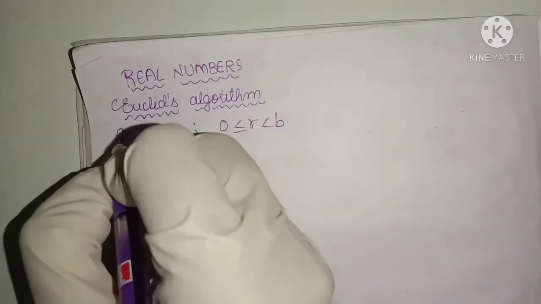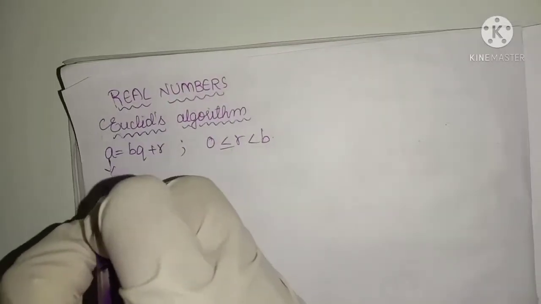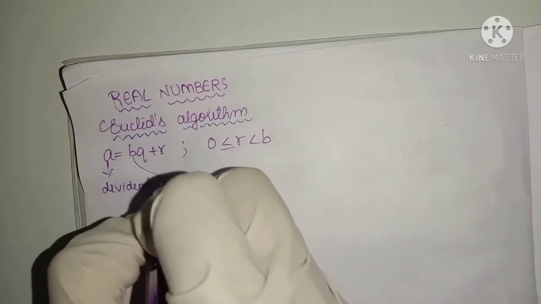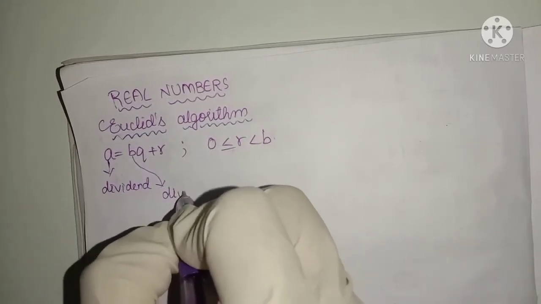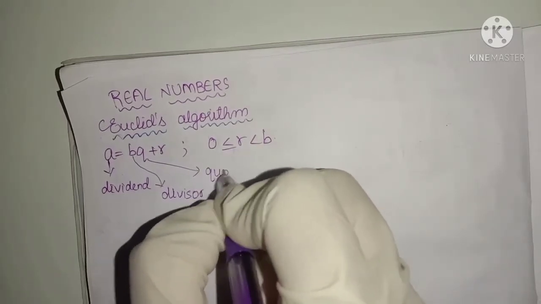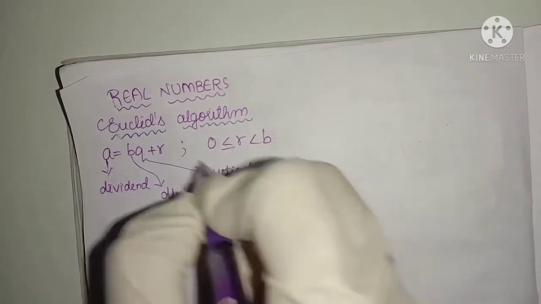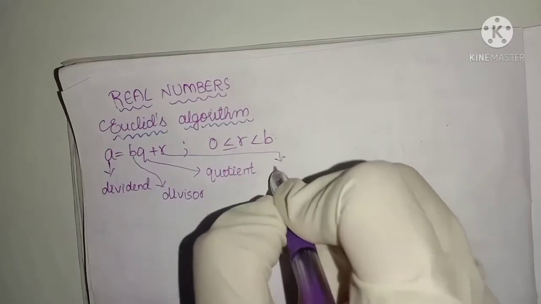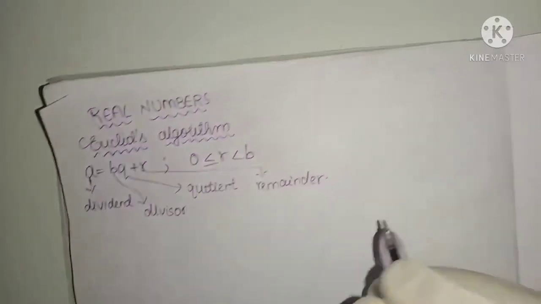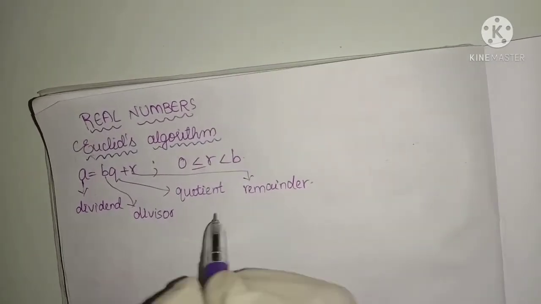Here A stands for dividend, and B is the divisor. Q means quotient, and R is the remainder. So let us first know what these are.